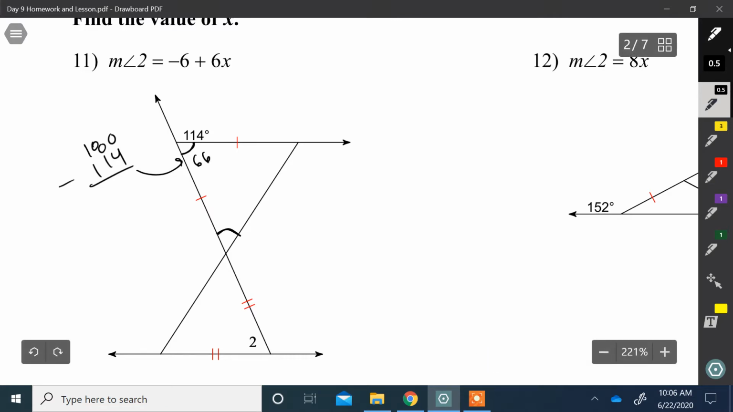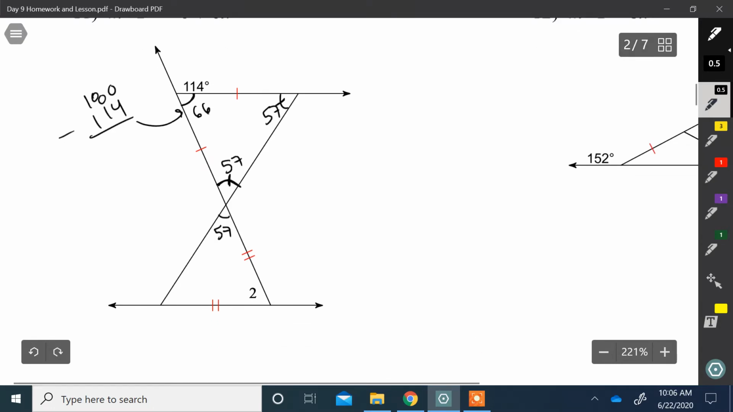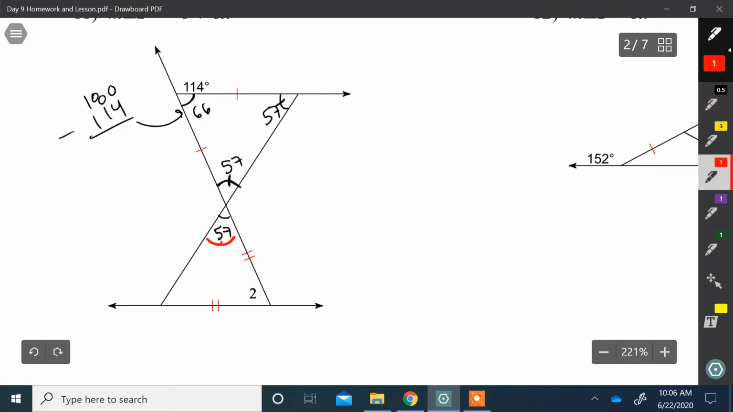I know that these are isosceles triangles, so I know that this and this are congruent, so those two are the same. So here's what I'm going to do. I'm going to subtract 180 minus 66. Okay, because those two are congruent, I'm going to divide 114, which is what I got, by 2, and that's going to give me 57 for each one of them. That means that this also is 57. Okay, you can see that this is congruent to this right here. So that means that this is also 57.